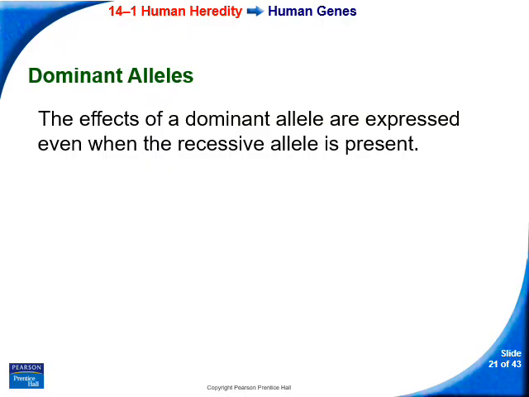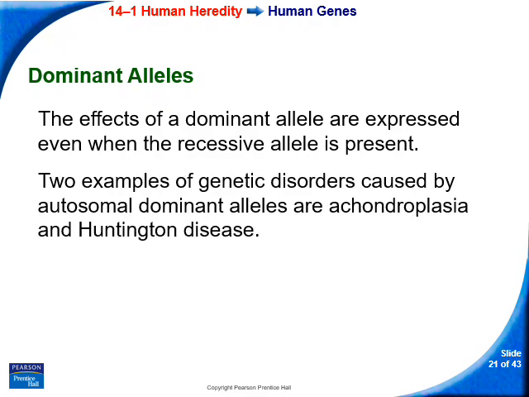The effect of dominant alleles is its full expression, even if the recessive allele is present. So even if you are heterozygous for that particular trait, the expression is going to be there. And two examples of genetic disorders that are caused by autosomal dominant alleles are achondroplasia and Huntington's disease.